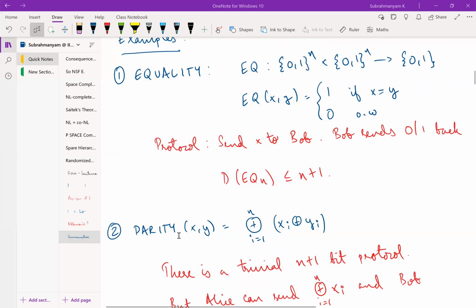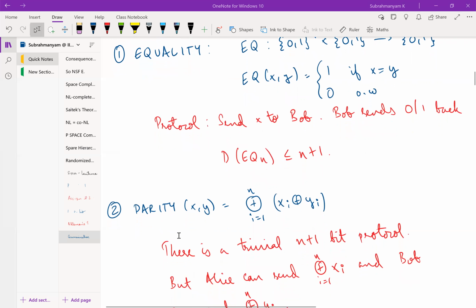Okay. The next function is parity. Parity is like you take XOR of all the bits in X as well as Y. So basically this is one if together X and Y have an odd number of ones and zero if together X and Y have an even number of ones.